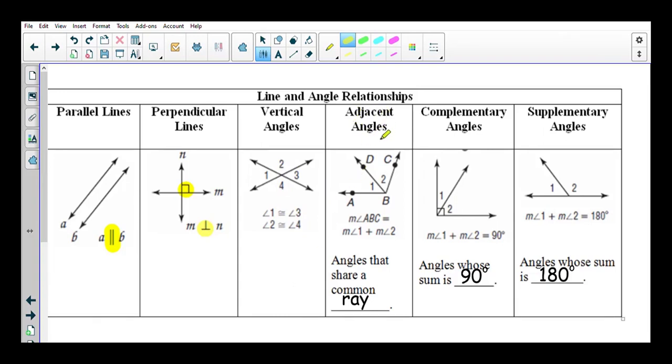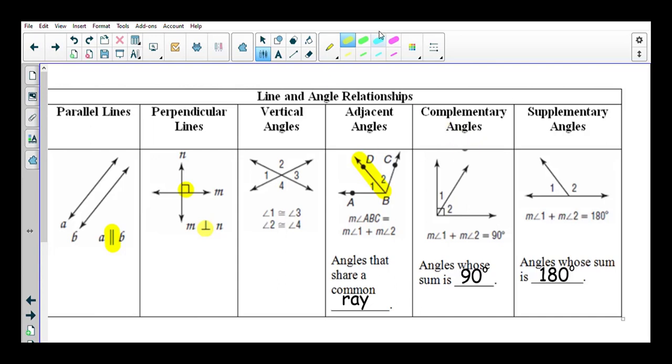Adjacent angles, adjacent means next to. So adjacent angles are angles that share a common ray. In this example, that ray is BD that they share. So they have that angle 1 and angle 2, they have that ray BD in common. So they're right next to each other. They have to share a common ray though, they can't be separated.